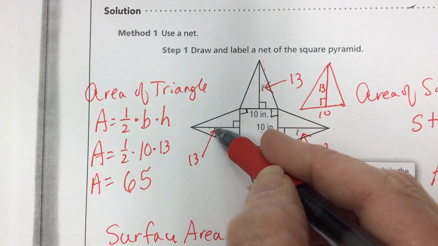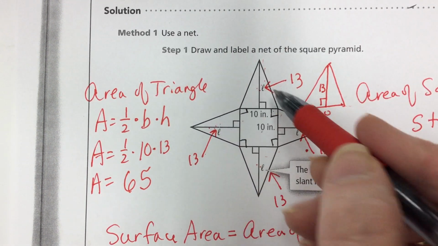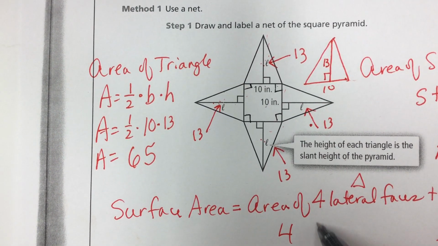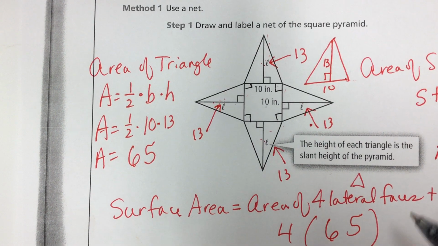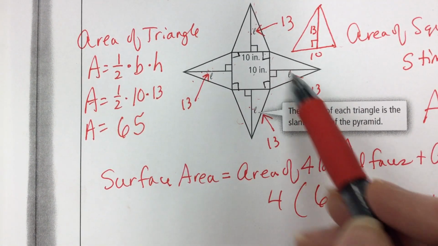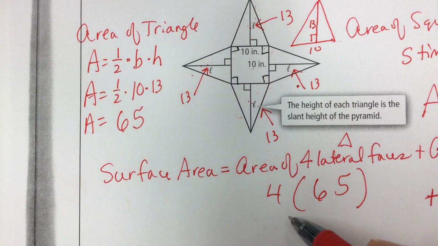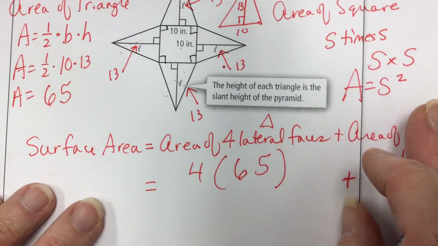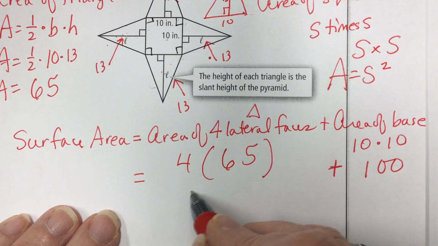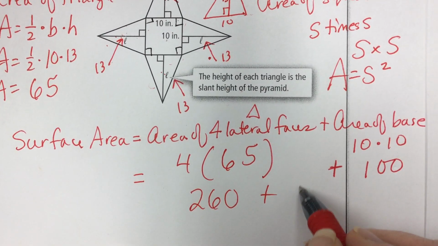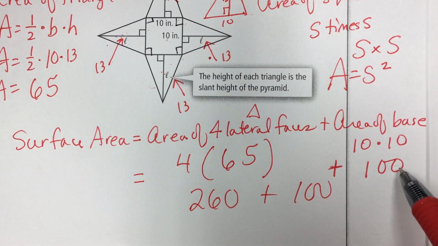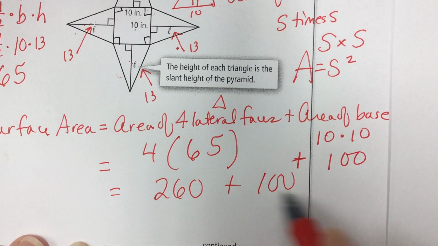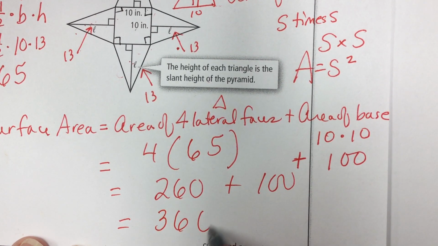Now think about it. There are 4 of these triangles, and each triangle has an area of 65. So I'm going to say 4 times 65. So to find the surface area, 4 times 65 gives me 260, plus the 100 from the area of the base. So 260 plus 100 would give me 360.